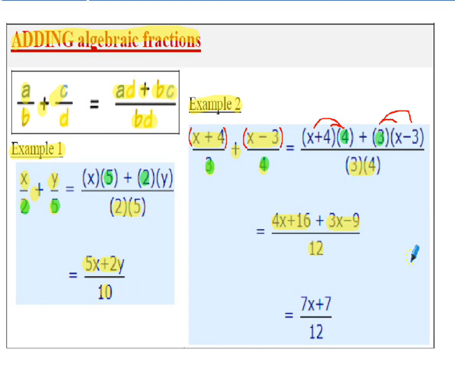Collecting our like terms in the numerator, 4x plus 3x is 7x, and 16 minus 9 is plus 7. That's all divided by 12. So there's our solution.